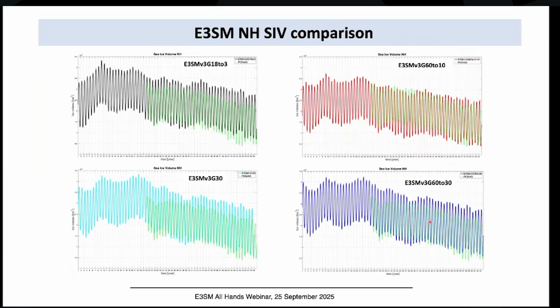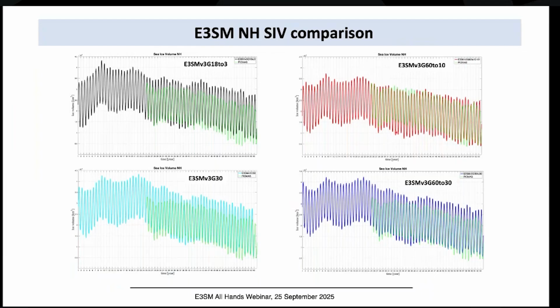Generally, what happens is that all those simulations, G cases with GRI forcing, overestimate the sea ice volume in winter. Sometimes, like in this case, 60 to 10, they underestimate the sea ice volume relative to PIOMAS reanalysis, the University of Washington ice-ocean reanalysis focused on the representation of sea ice with sea ice data assimilation.